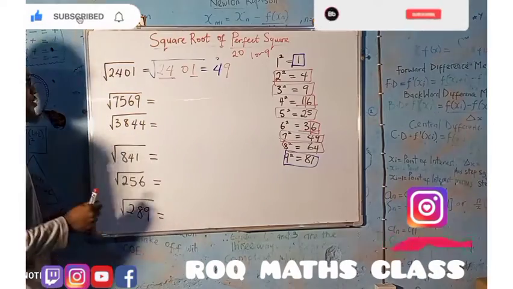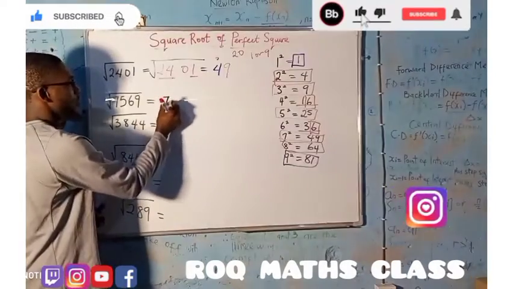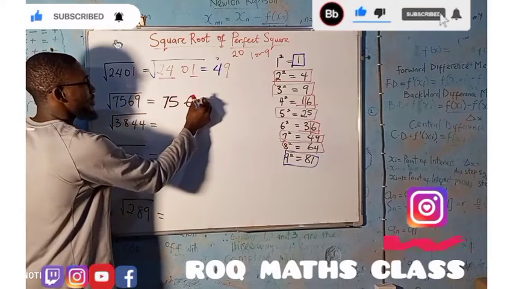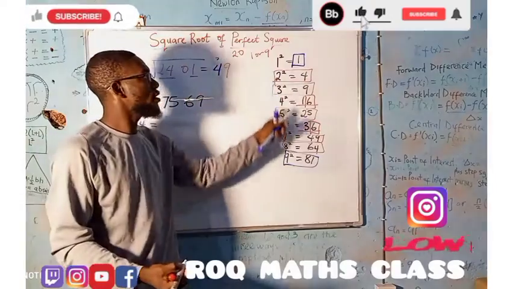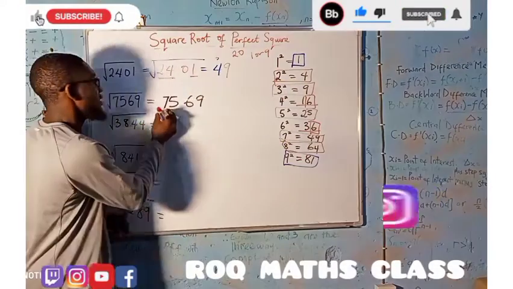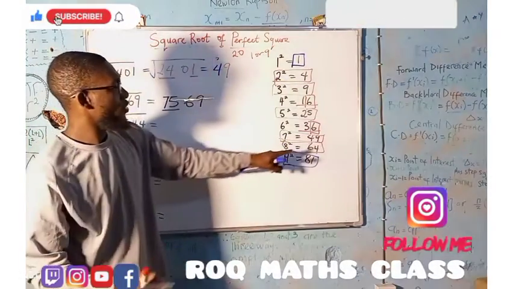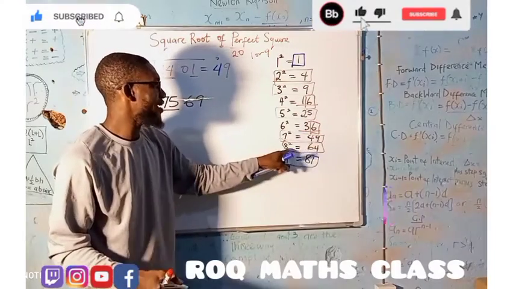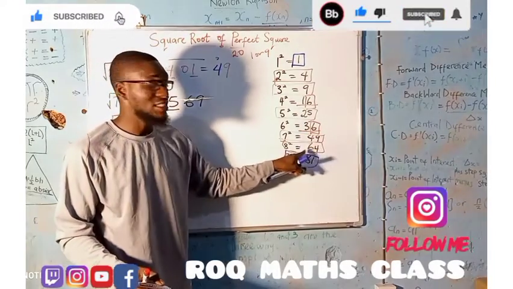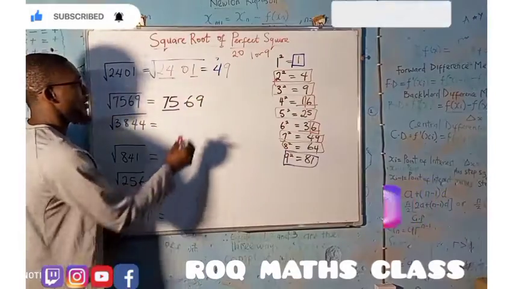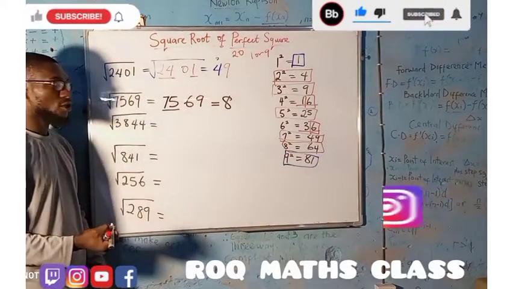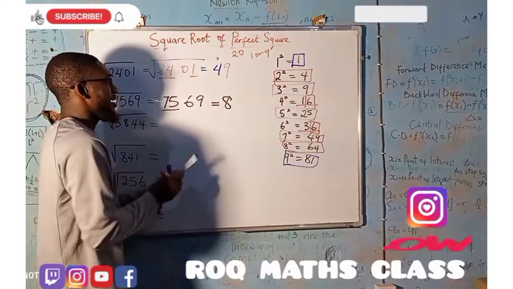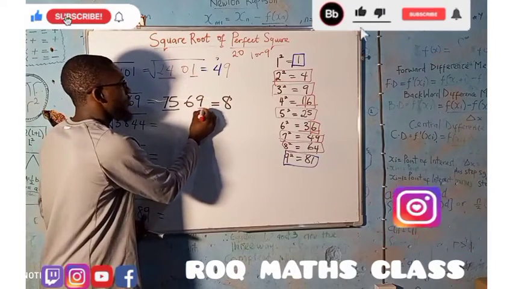What about the second one? I have 75 and 69. Break it into 75 and 69. Good. Which perfect square is closest to this 75? I have 64, which is 8 times 8. So I'm going to choose 8. My first digit is going to be 8. So what does this number end with? 9.